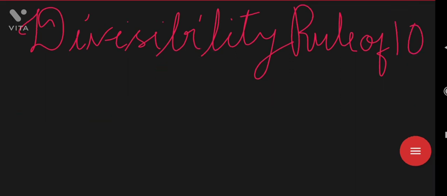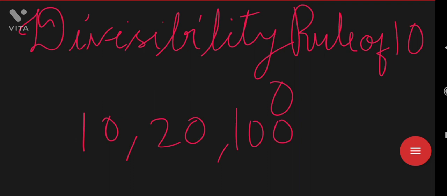Divisibility rule of 10 is the easiest one. If the number's last digit is 0, then that number is divisible by 10. 10, 20, 1,000, 10,000, 1 lakh, any number which ends with 0 is divisible by 10.